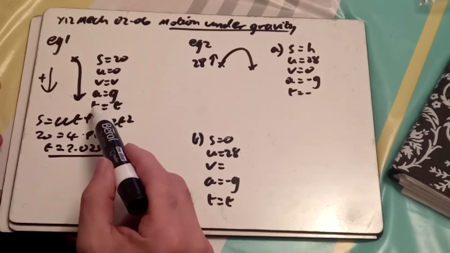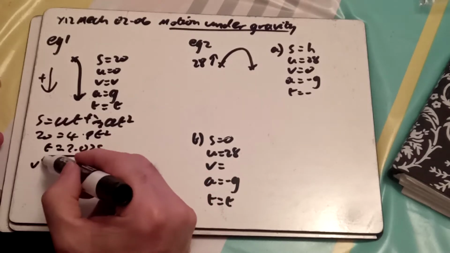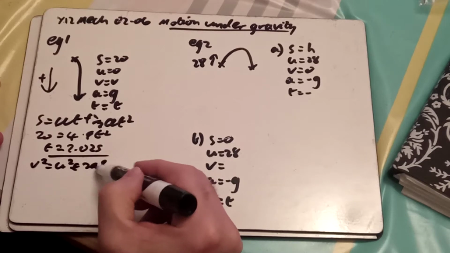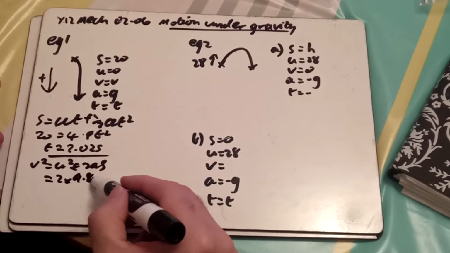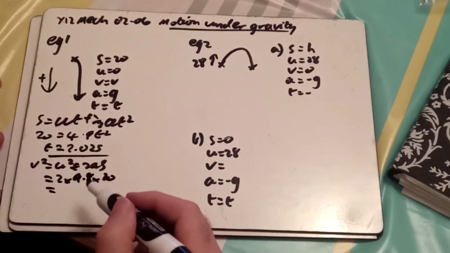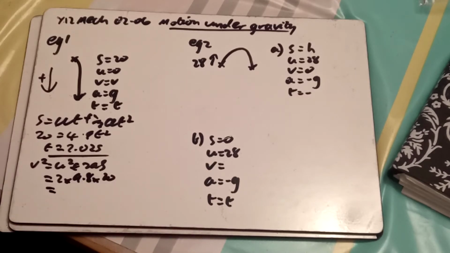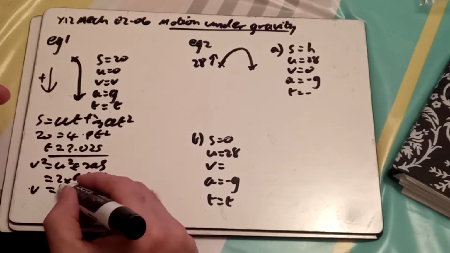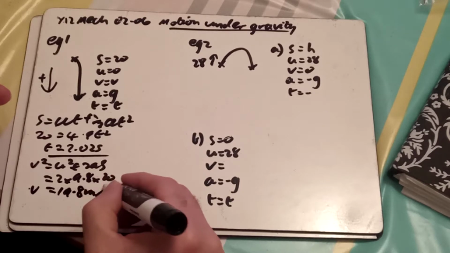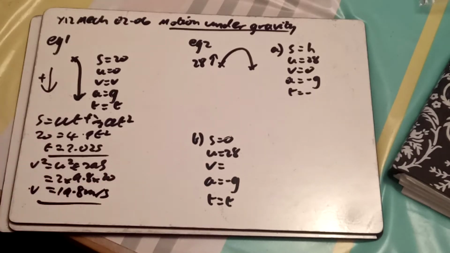If I want what V is, it's the one without T, so V squared equals U squared plus 2AS. So V squared will be equal to 2 times 9.8 times 20. Oh gosh, is that a nice number of 14? Let's have a look. 2 times 9.8 times 20 equals 392. Oh, not quite. 14 root 2, I think the answer is. And then root ans equals 14 root 2, 19.8 meters per second. So all the direction was downwards, that's no positive there.